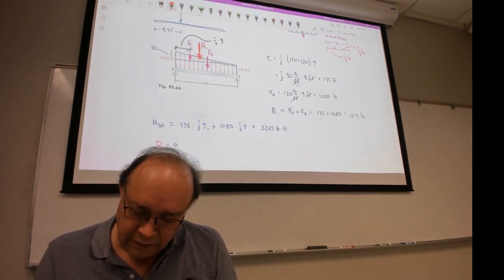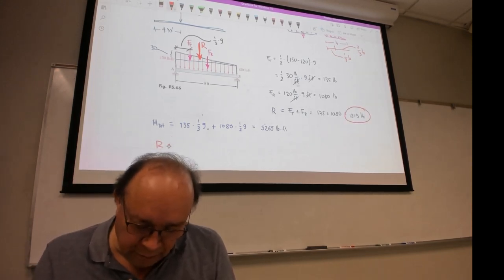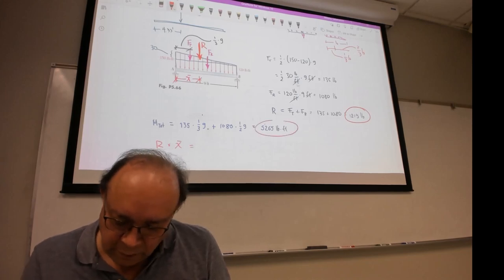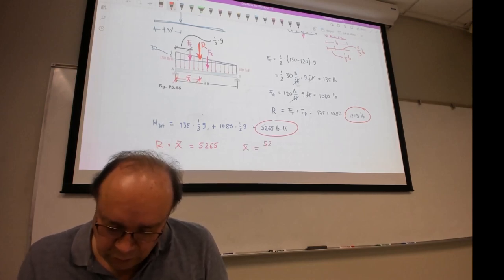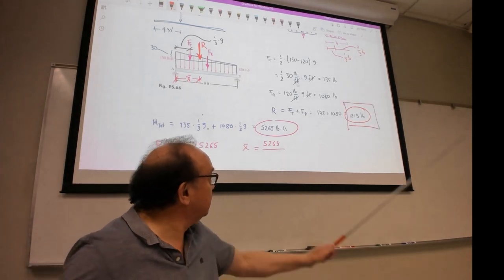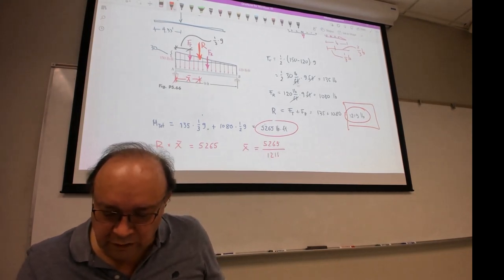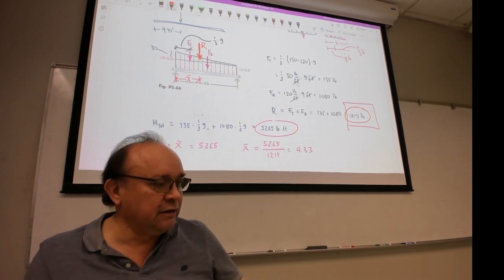R multiplied by X bar, where X bar is this distance here, is equal to the total moment, 5265. So from here, we already did that: X bar equals 5265 divided by R, which is this value here, 1215. We did that already. It is the same operation that we did right before, and this has to give you 4.33.